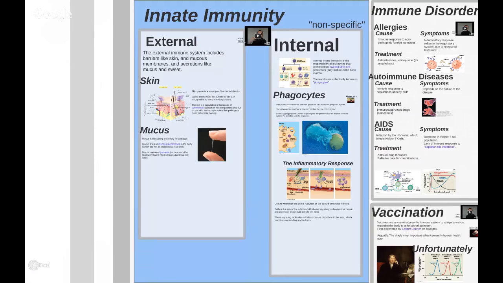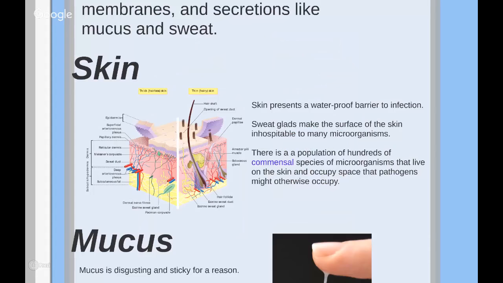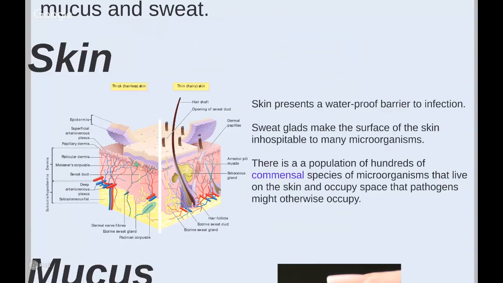So we'll first talk about the skin. The skin prevents pathogens from getting in. It's a waterproof barrier to infection. You have sweat glands that make the surface of the skin inhospitable to many microorganisms. It's not a nice place to live. Though you do have commensalistic bacteria living on your skin, they just occupy space that pathogens might otherwise occupy. So you actually have bacteria living there just to take up the parking spots that other bacteria would want to inhabit if they had room.